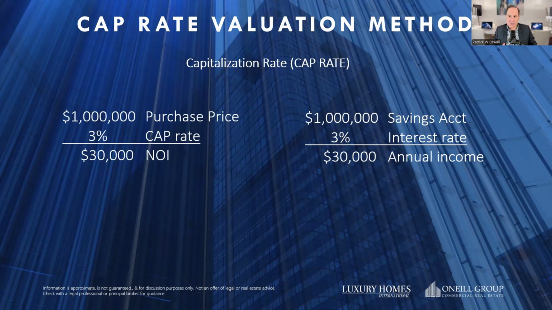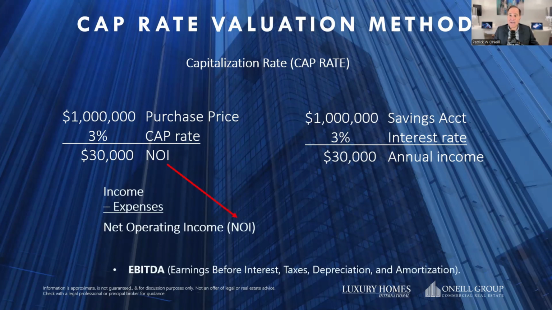Now, let's shift that over to a commercial purchase. I have my $1 million and I go and I buy this property for $1 million. Turns out it has a 3% cap rate. That means at the end of the year, I'm going to end up with a check of $30,000. And that's called the net operating income. And that's just simply the income minus the expenses. This is the number I'm going to get. So if I put it in the bank, I'll get $30,000. If I put it over here in the commercial property, I'm going to get $30,000 net operating income.